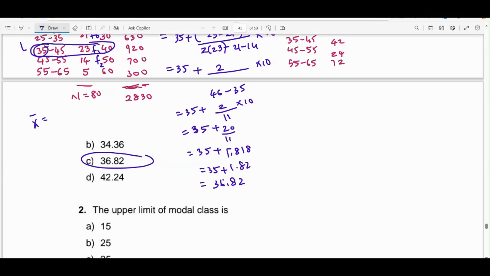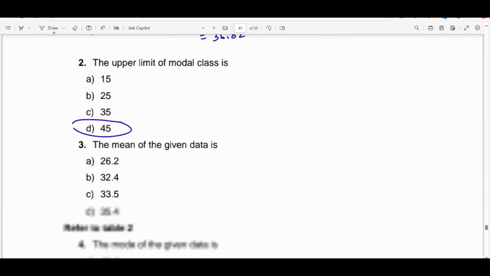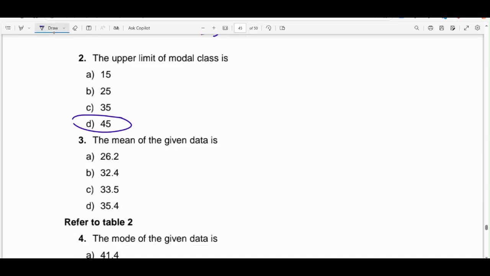X bar will be summation fx divided by n. So summation is 2830 divided by n is 80. 0 and 0 cancel. When you divide 283 by 8, the answer we get is 35.37. That can be written as 35.4, because 7 is greater than 5, we round up and carry 1 to the next digit. So it is 35.4. That is your option D.